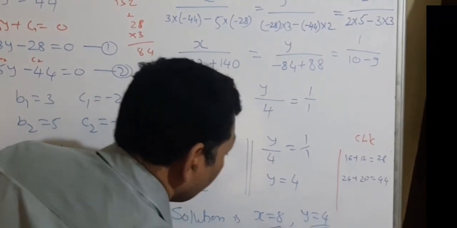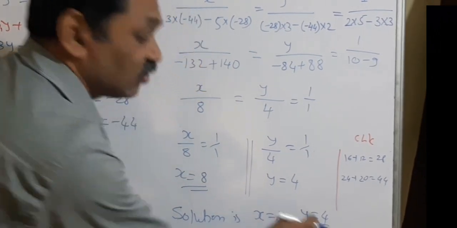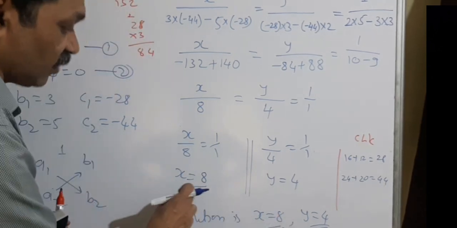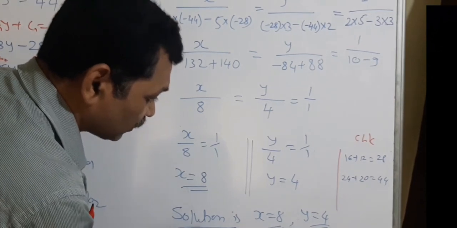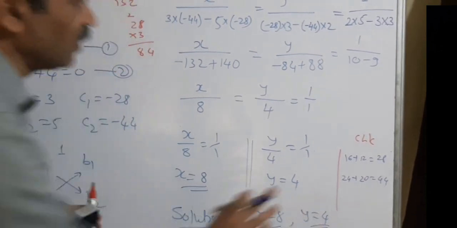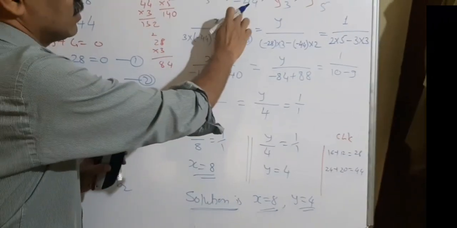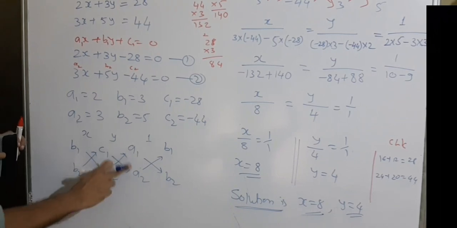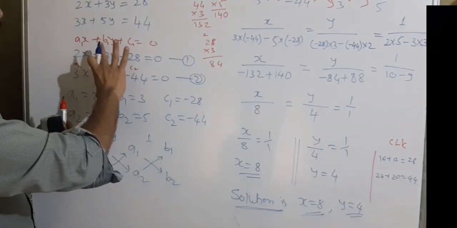I have told you earlier, while writing the solution, we have to always write the value of x first, then the value of y. And this is a compulsory part. After finding the solution, we have to write it as, solution is, this is our answer, solution is x is equal to 8, y is equal to 4. So again I will repeat, don't make a mistake here. We start with b1, b2, c1, c2, a1, a2, b1, b2. Substitute the values based on the given equations.